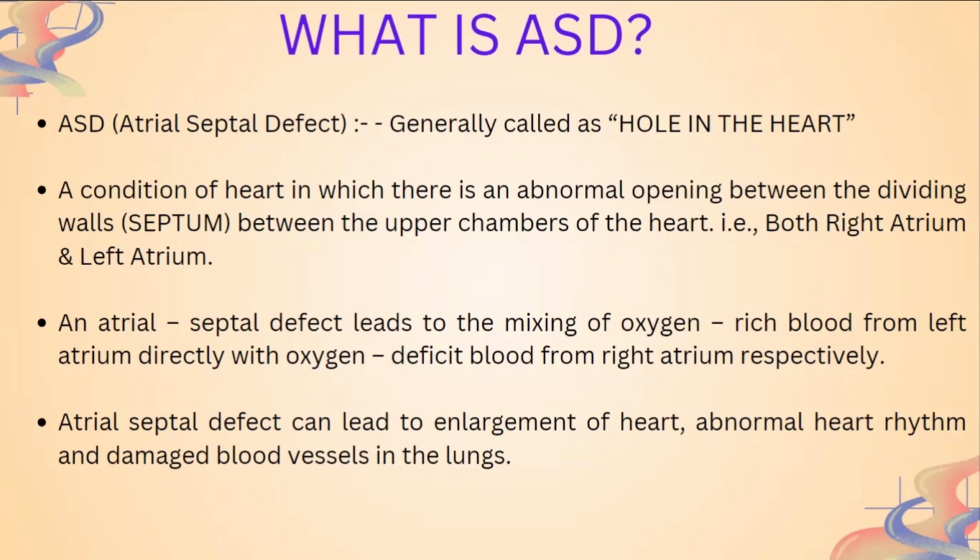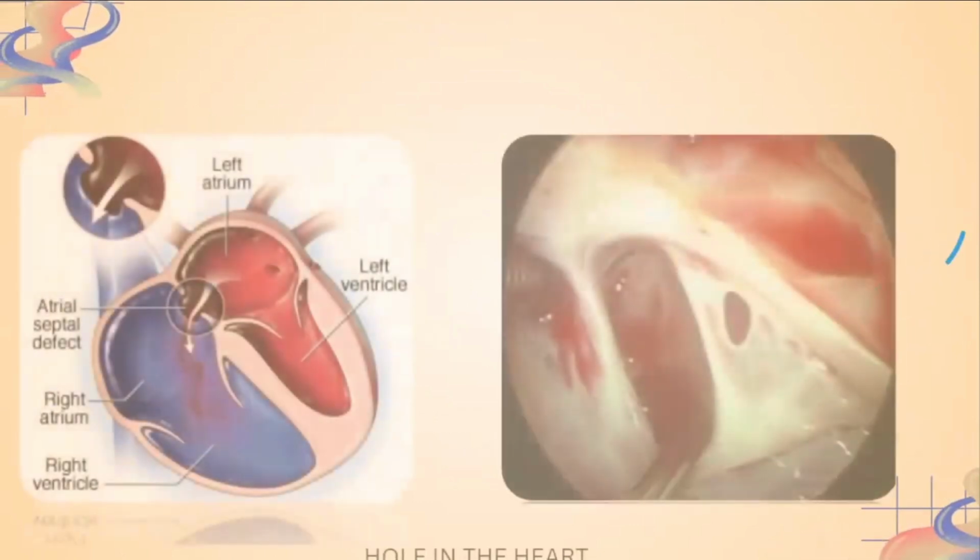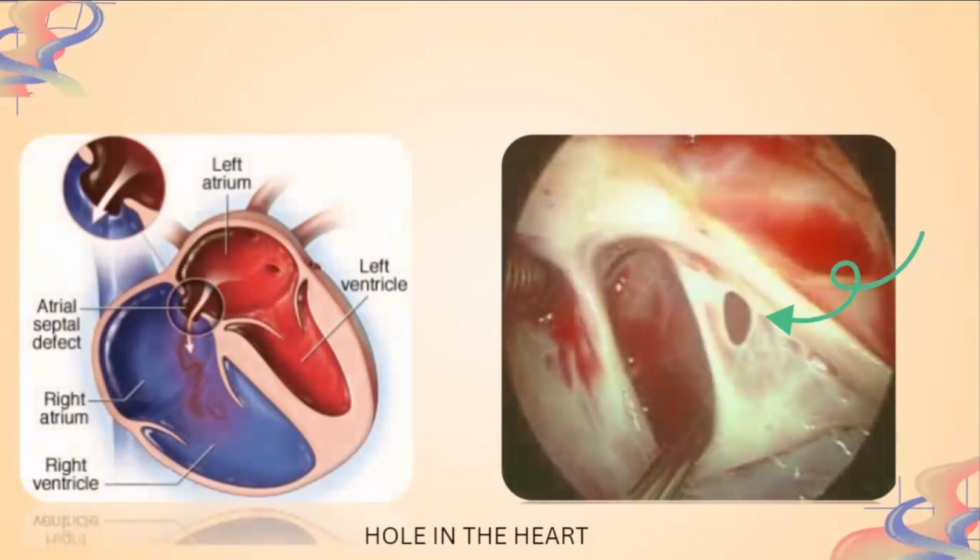It can also lead to enlargement of the heart, abnormal heart rhythm, and damaged blood vessels due to accumulation of more blood than the capacity of the atrium. This is a real image which indicates the hole in the heart. We can see that due to the presence of the hole, the oxygenated blood from the left atrium directly comes into the right atrium and increases the shunt, which is called the hole in the heart condition or atrial septal defect.